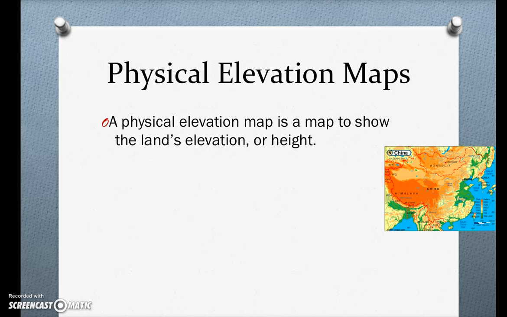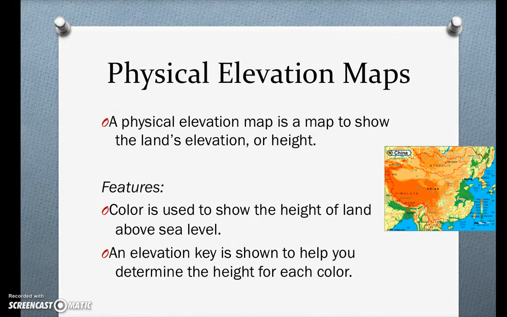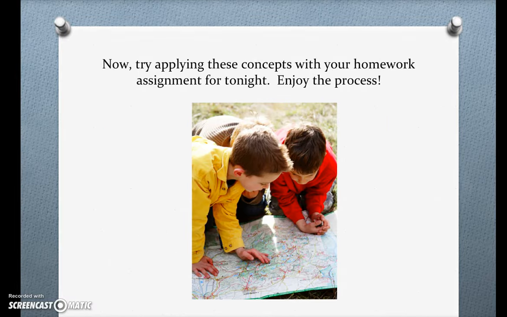A physical elevation map is a map to show the land's elevation or height, and its features include color to show the height of land above sea level, and an elevation key to help you determine the height for each color. Those are all the maps we're learning about today.